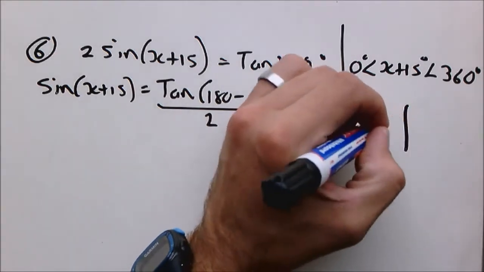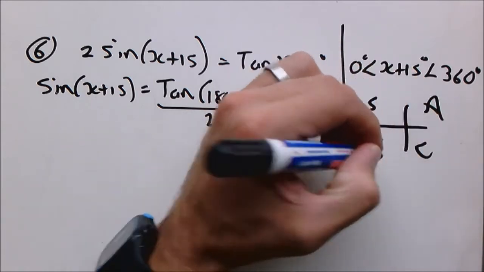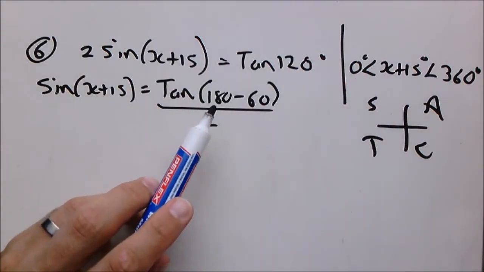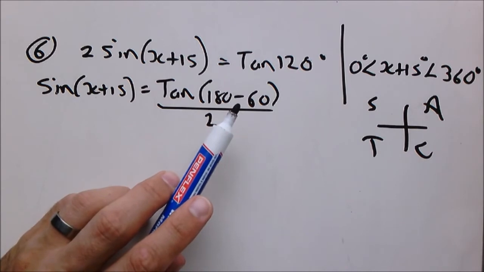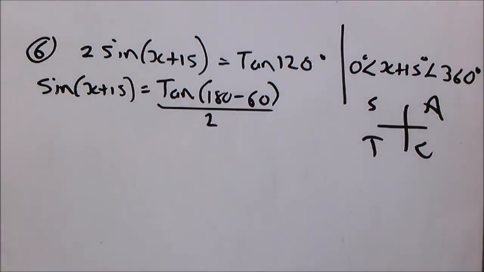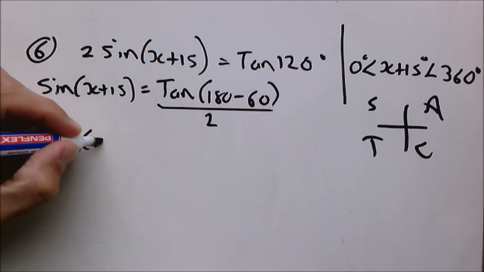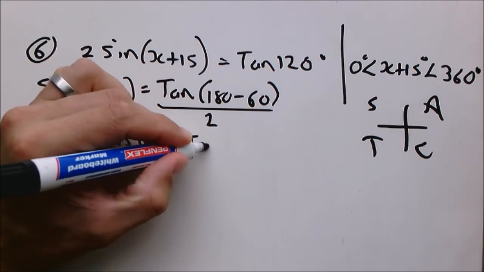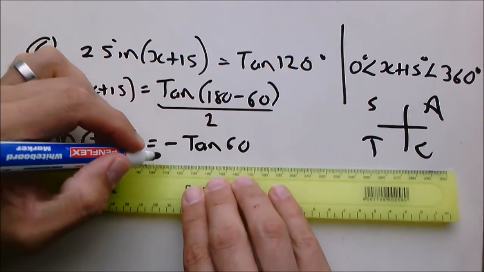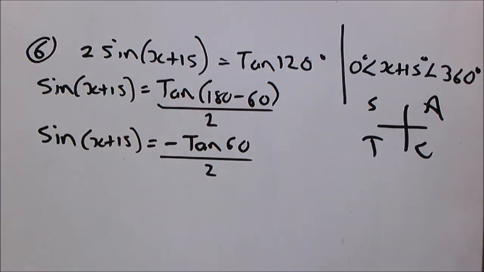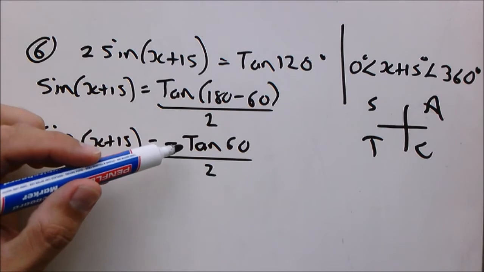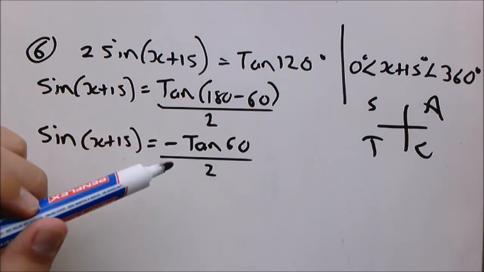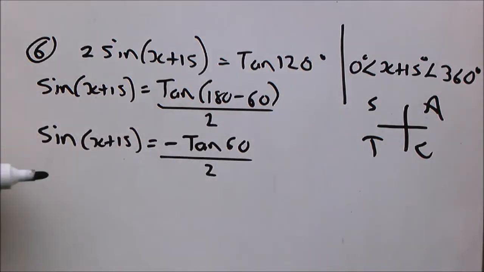If you look at your CAST diagram, we're working in the second quadrant, 180 minus 60, and that is negative for tan. So sin(x plus 15) equals minus tan 60 over 2. And now if we use our special angles, we know that tan 60 is square root of 3 over 1.